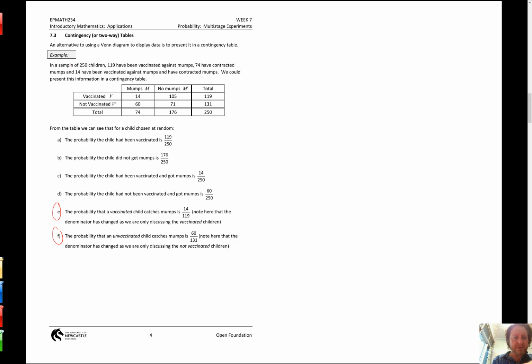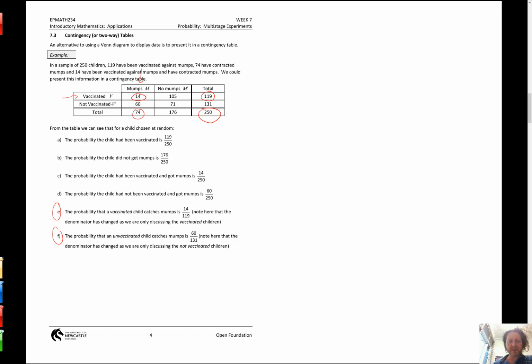So the info says, and it's the same info as before, instead of a Venn diagram or a tree diagram, we're just putting it in this two-way table, contingency table. It says there are 250 children, a total of 250. 119 were vaccinated against mumps, there are those vaccinated ones, total of 119. 74 contracted mumps, here's the mumps column, totaling 74. 14 were vaccinated yet contracted mumps, so 14 were vaccinated and did contract mumps, right there.